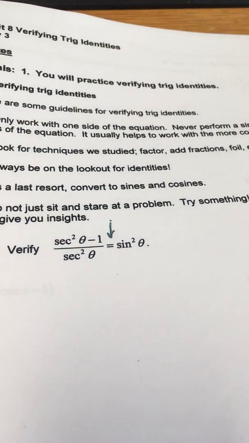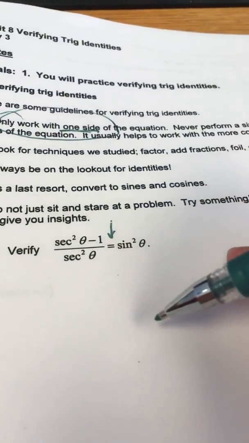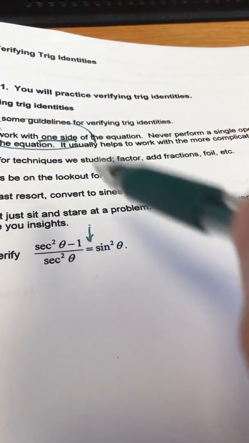Now you are gonna work with one side and one side only. So only work with one side. Do not work with one, get stuck, and then start working with the other. I'm trying to make one side look like the other side. Always look out for identities. So right away here you have the squared and the -1.